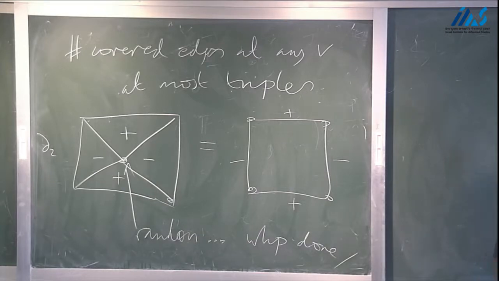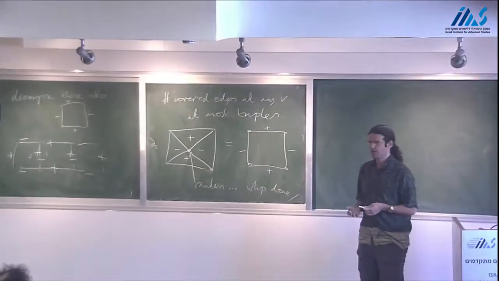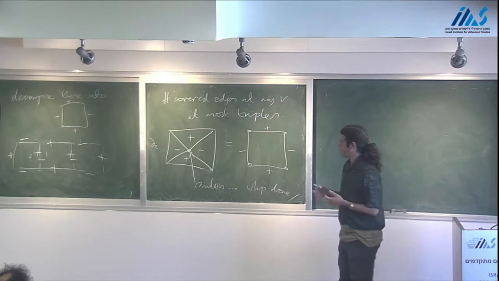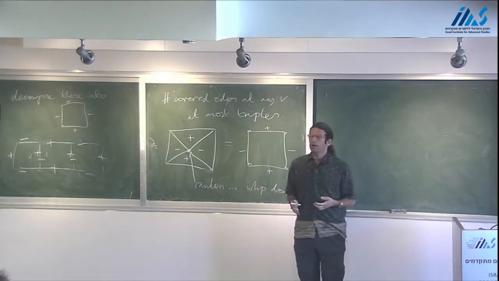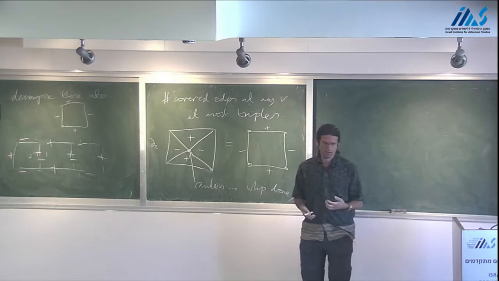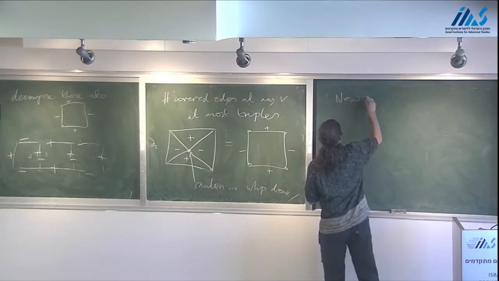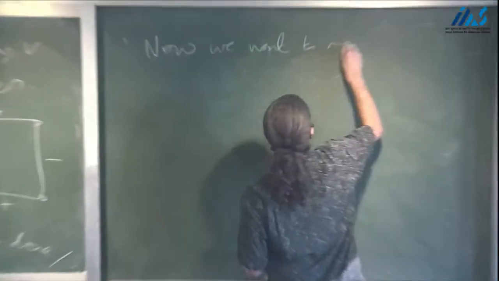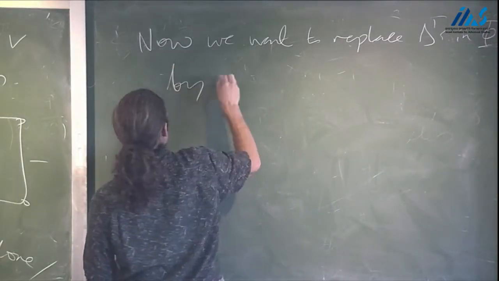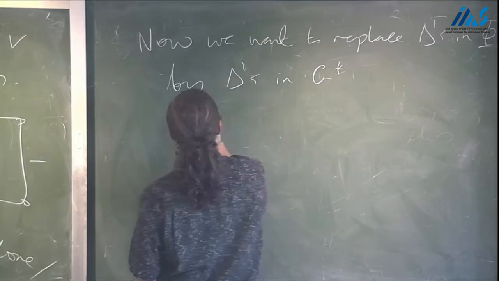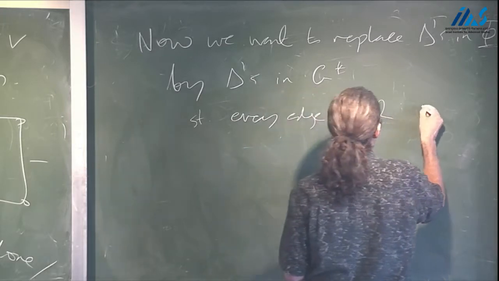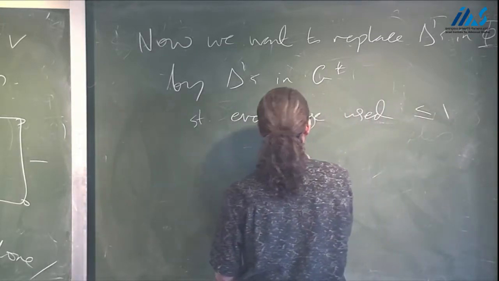Right. So where did we get to now? We've got this vector which is indexed by triangles, which is nothing to do with the graph. The triangles have nothing to do with the graph, but when I apply delta 2, I get the thing which I'm looking for, which is the spill. Now I want to replace these triangles by some other set of triangles which belong to the graph G star. So now we want to replace triangles in phi by triangles in G star such that every edge is used at most once with each sign.